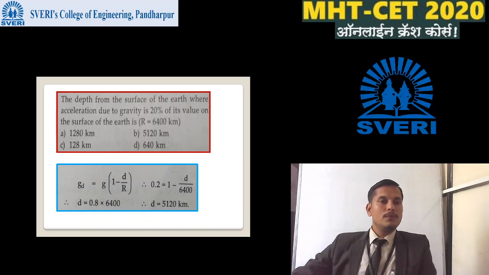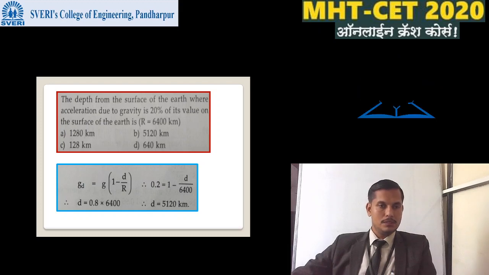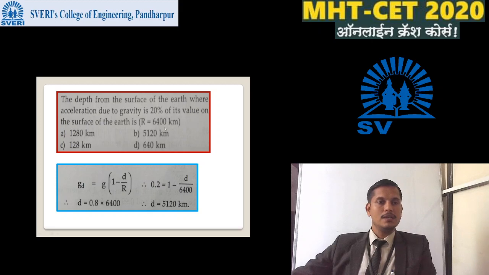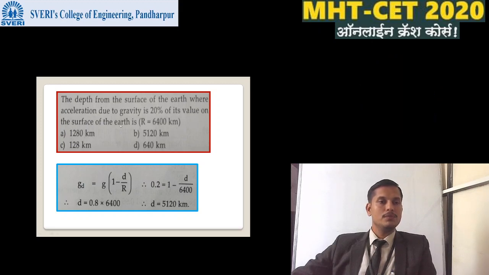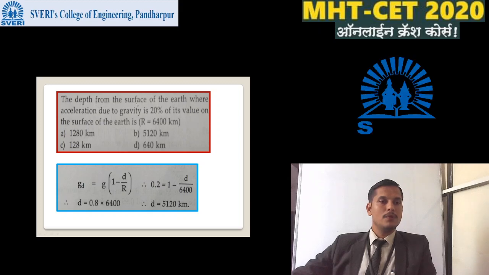The depth from the surface of the earth where acceleration due to gravity is 20% of its value on the surface of the earth is. So given things, that is R is equal to 6,400 km. So once again we check the depth from the surface of the earth.